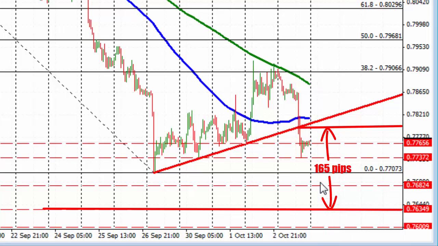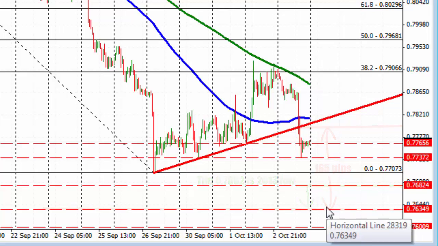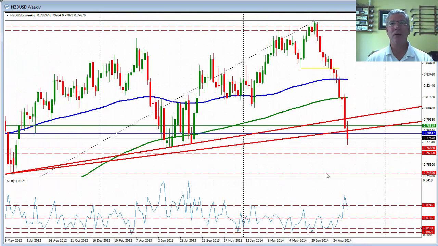Now that would also be about 50 pips lower than the low from 2013. So if we do get below the 2013 low, there's a good chance that we can go another 40 or 50 pips to the downside, don't you think? I do. I think that's a pretty good shot that we get down to that level or see further momentum to the downside. So that's what I'm going to be looking at this week. I'm going to be looking for a move toward the 76.35-ish type area.